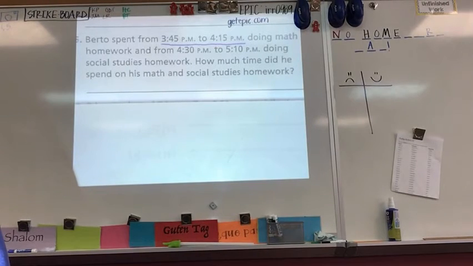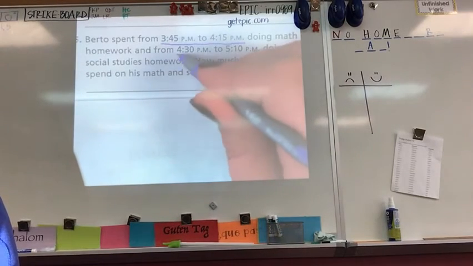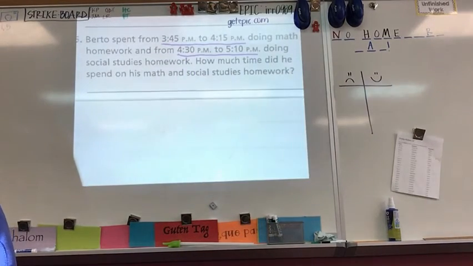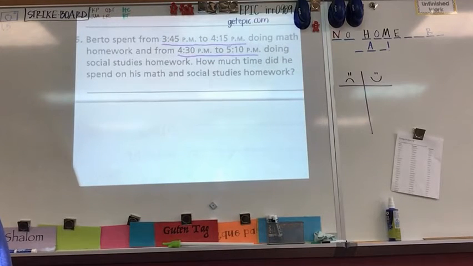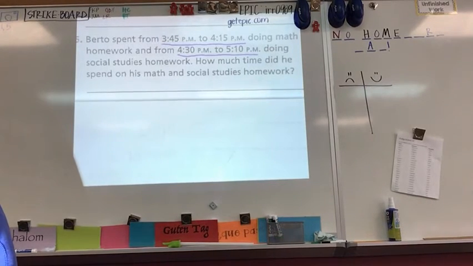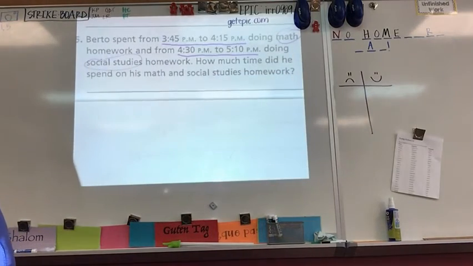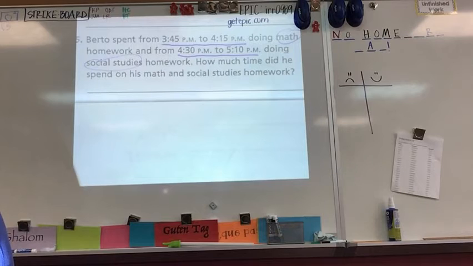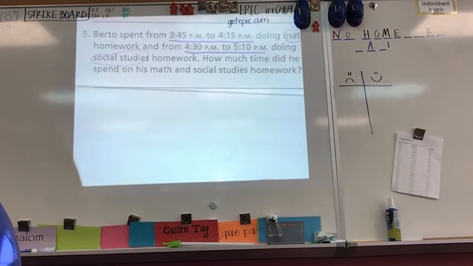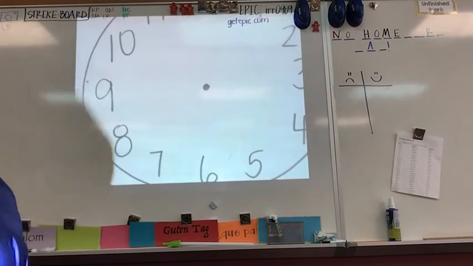to 5:10 p.m. doing social studies homework. Again, we'll try to find that elapsed time between those times. And we're trying to solve for how much time did he spend on his math and social studies homework. So I'm going to have to add those two elapsed times up because this one was math, this one was social studies. We need to figure out how much time he spent in all. I am going to do this one on my clock, and so we'll do this one together again.